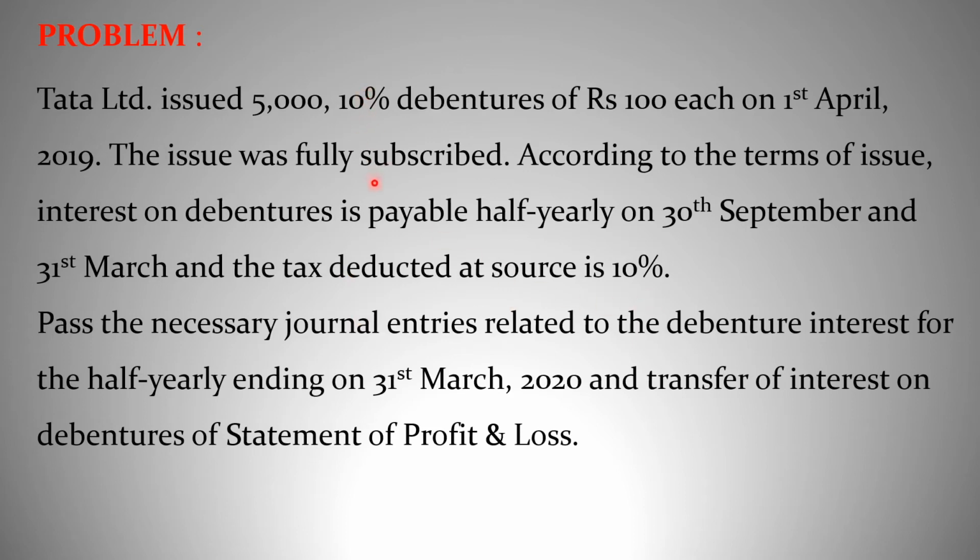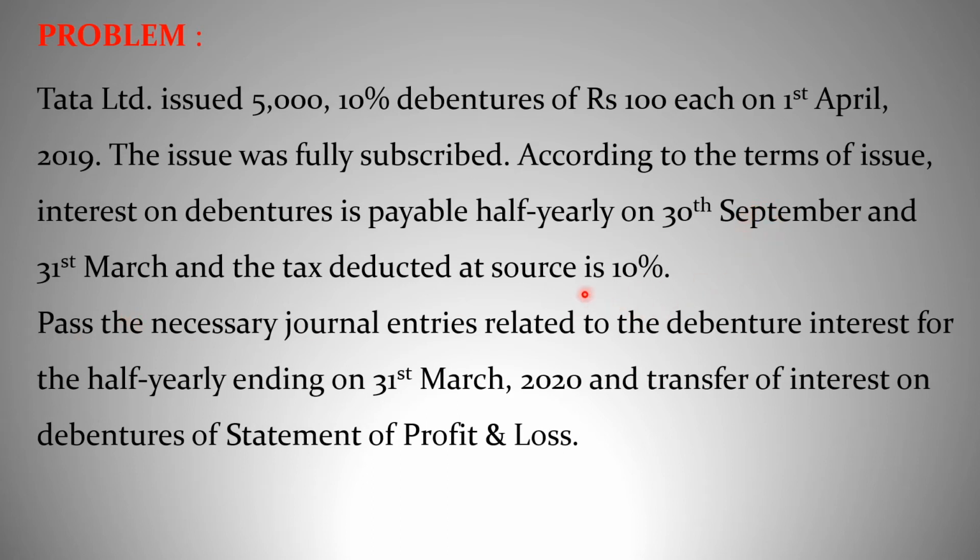So we can calculate in a simple way. We have to pass the entries related to interest calculation. First of all, you have to calculate the nominal value of debentures: 5,000 into 100, that is 5 lakh. If you calculate 10% debenture interest, 5 lakh into 10% comes to 50,000. The company has to pay 50,000 interest to the debenture holder, and that 50,000 has to be paid twice in that particular year, once on 30 September and another on 31st March.